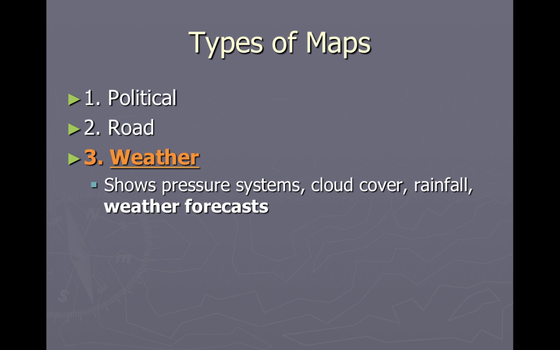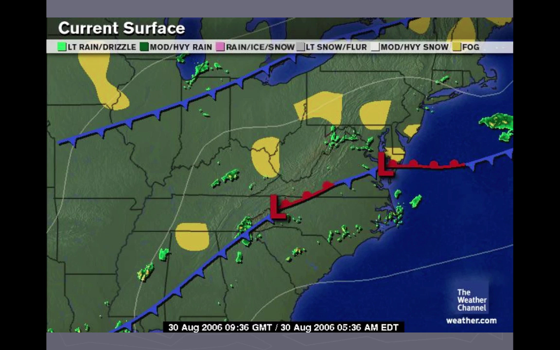There are weather maps, which of course we do use in science. They can show pressure systems, the cloud cover, the amount of rainfall, and of course weather forecasts, which we're always interested in. So here's a typical map showing low pressure, which is usually related with storms moving up into the northeast. And you can see there's a color key to tell you about precipitation.